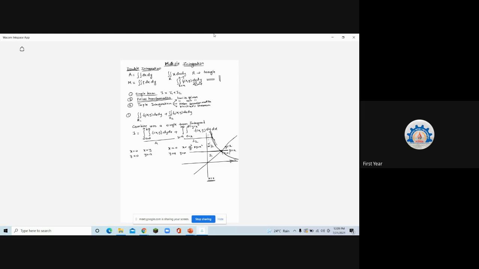Now confirm whether whatever you have drawn is correct or not. How will you confirm that? Take the horizontal strips. This is a horizontal strip in I1. What's the lower limit for x? 0. What is the upper limit for x? x is equal to y. When you move this horizontal strip from y is equal to a to y is equal to 0, what are the limits of y? 0 to a. So I1 is clear. Correct. Is it okay?